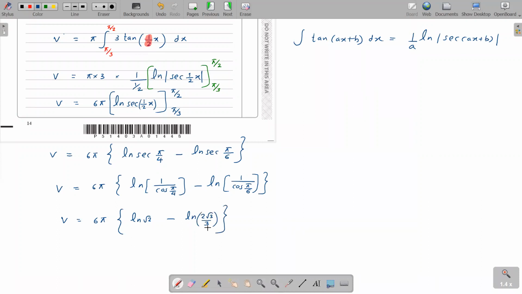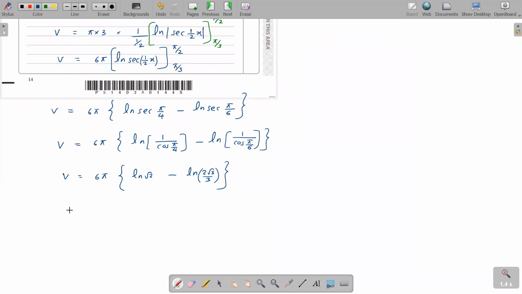Are you with me? And then we'll simplify. When you have a subtraction of two logarithms, it becomes a division under a single logarithm. Are you with me? So ln a minus ln b is ln a over b. So ln root 2 divided by, shall I write like this? Root 2 divided by 2 root 3 over 3. So volume equals 6 pi times ln root 2 into 3 over 2 root 3.